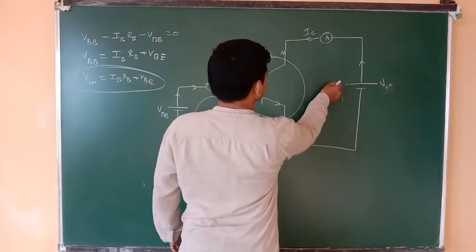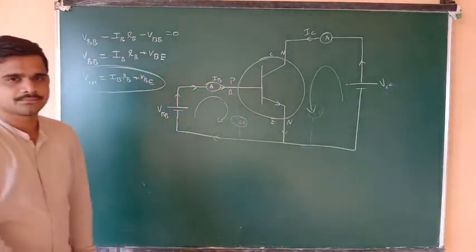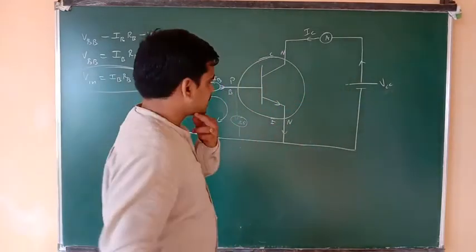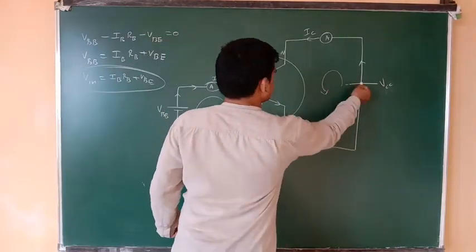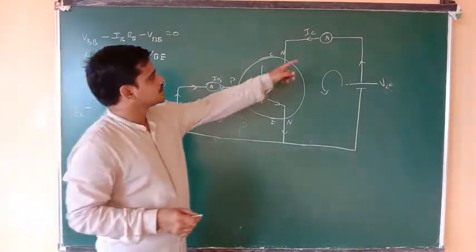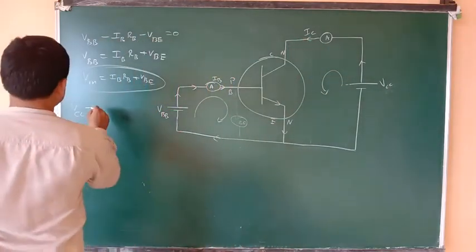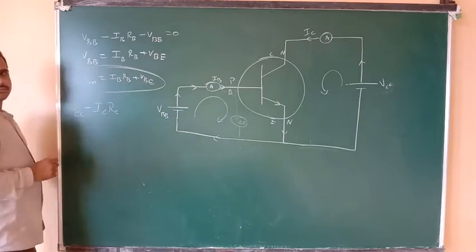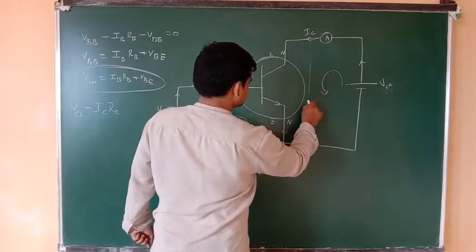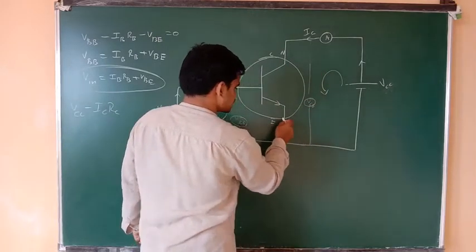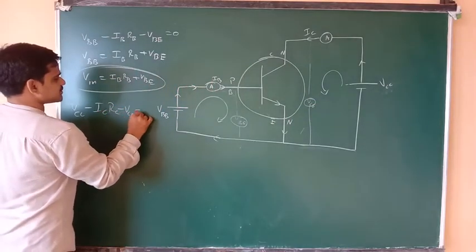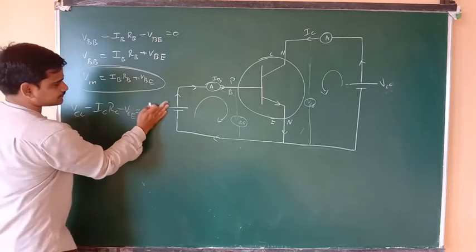Now let us see. Apply the voltage law for this loop in this direction. VCC minus, going in the direction of current, IC RC. And next, here I will have some potential difference: the potential difference between the collector and emitter is VCE, minus VCE is equal to 0.